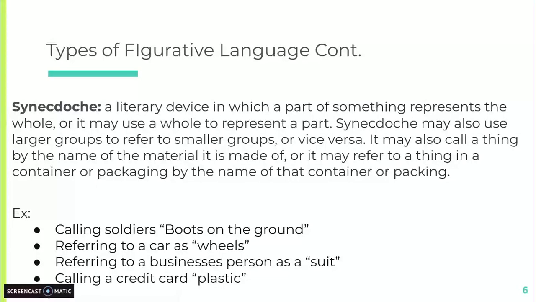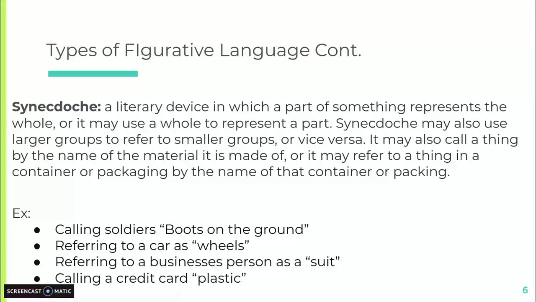Finally, we have synecdoche. Now, synecdoche is a literary device in which a part of something represents the entire thing, or the whole of something might represent a small part of it, okay? So this can also mean referring to larger groups to refer to small groups, or vice versa. It can also call a thing by the name of the material it's made of, or it may refer to a thing in a container or packaging by the name of that container or packaging, okay?